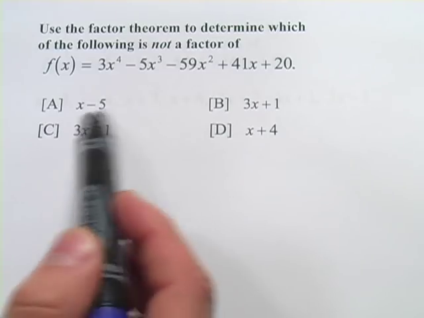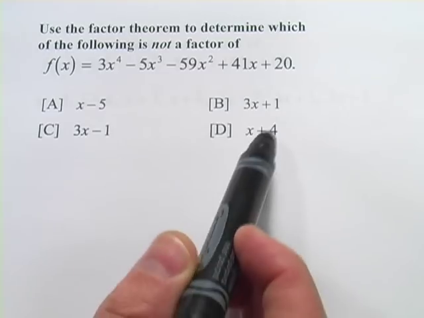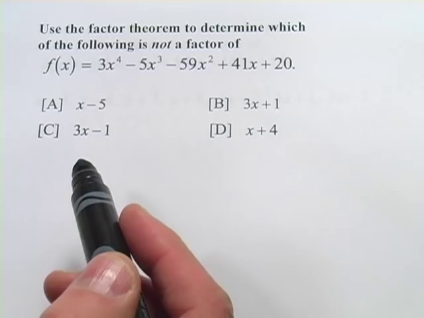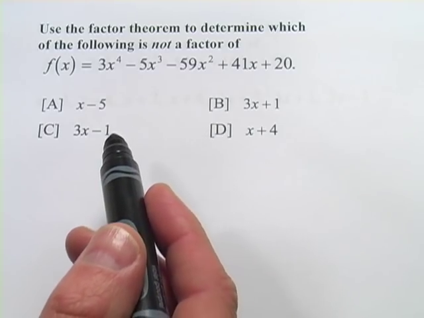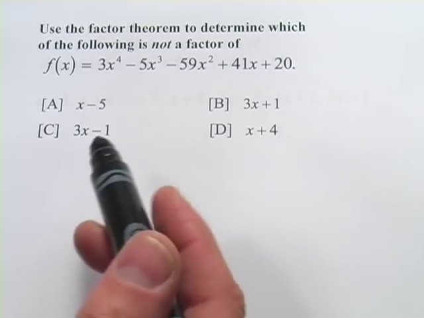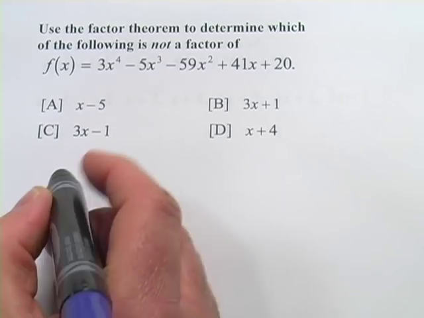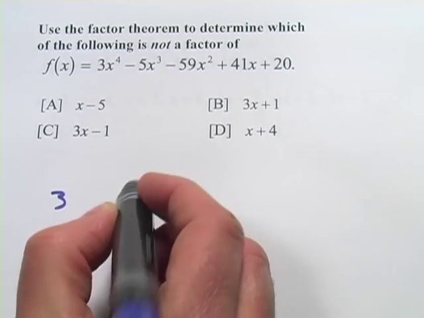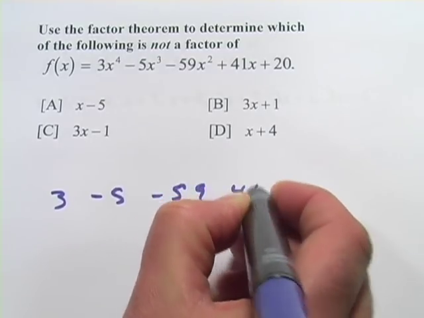So what we can do here, they're asking which of the following is not a factor. We can try some synthetic division and try them all out, and see if you get a remainder or don't get a remainder. The first one where we get a remainder, boom, we've got our answer. So let's try this out. I'm going to set it up for synthetic division: 3, -5, -59, 41, and 20.